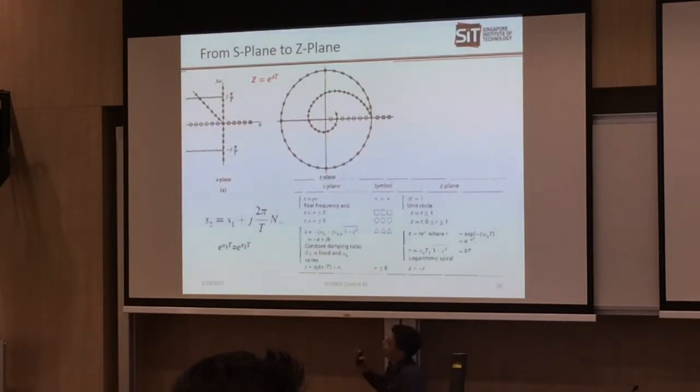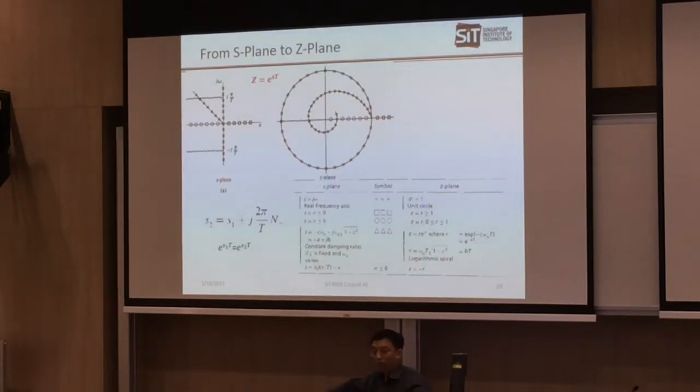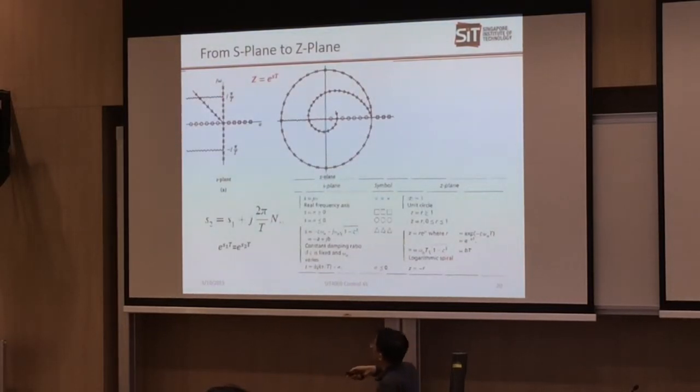Why? The reason is very simple. Mathematically, you can see the definition of your Laplace transform and the definition of your Z transform. If you use Z equal to e power sT to replace, then it's the link between your S domain and your Z domain. So exactly, if you want to convert this loci, you can convert this one from the S domain to the Z domain. Okay, let's explain some of the details.